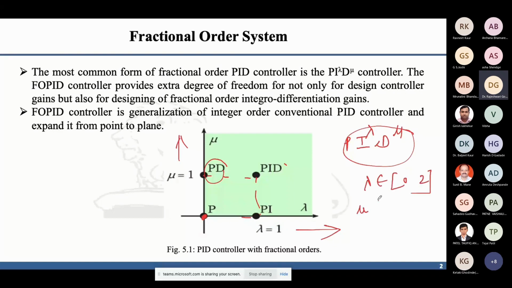Right. So you can see that now it becomes point to plane. P is a point, PI is a point, PID is a point. Now point to plane means this whole area can be used as a concept application, right? Suppose I want to use this area, then it may be Pi power 1 by 2, lambda power 1 by 2. Suppose this is 1 by 2 and this is 1 by 2, right?